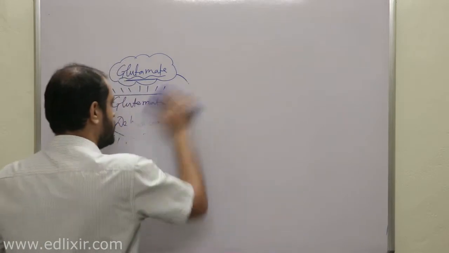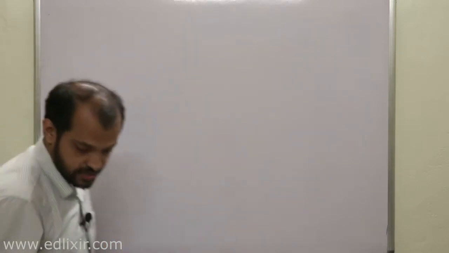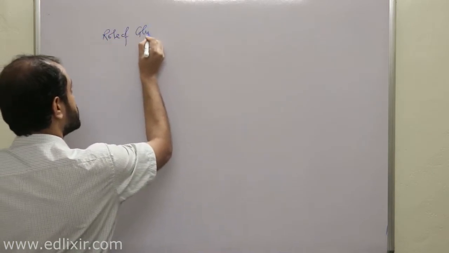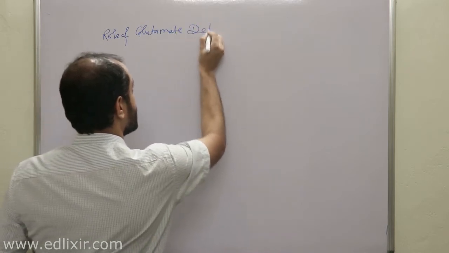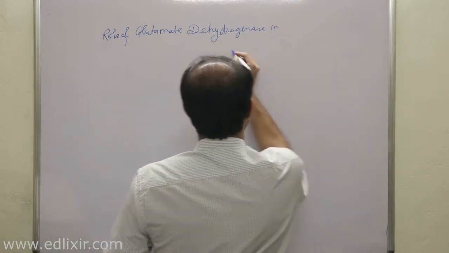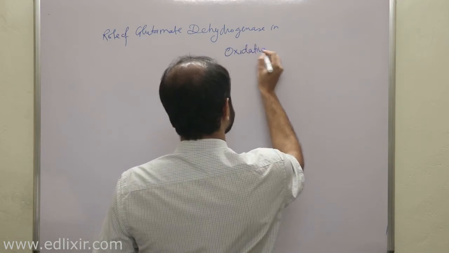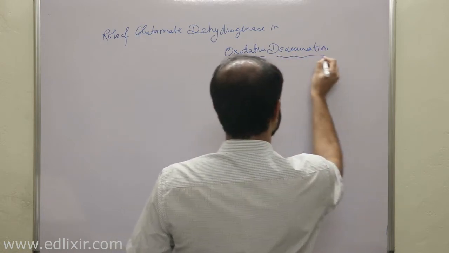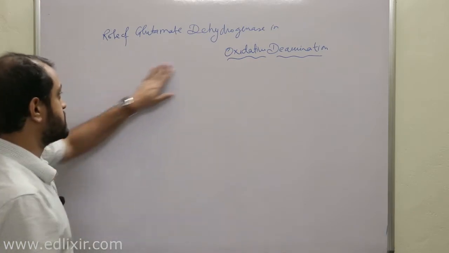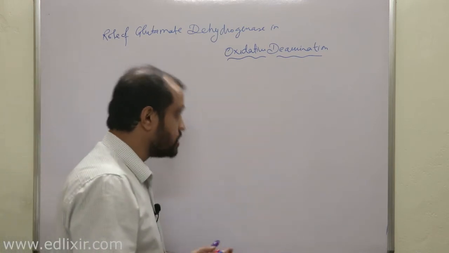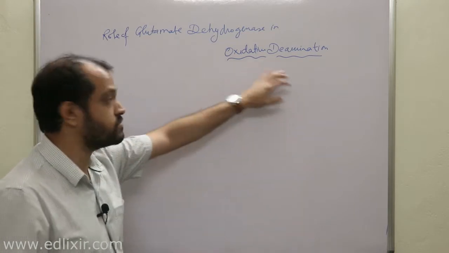So we will now see what is the role of glutamate dehydrogenase in oxidative deamination. First things first, we will be talking about the glutamate dehydrogenase role in oxidative deamination. Now the first thing is this: if we don't learn how to draw glutamate, then we cannot understand why it is called oxidative deamination.